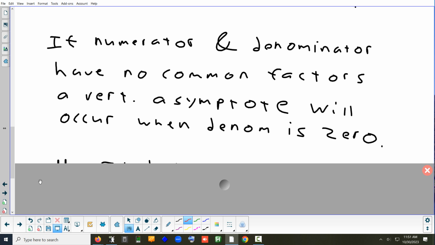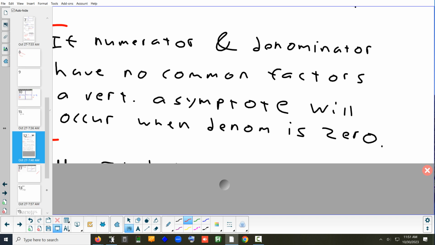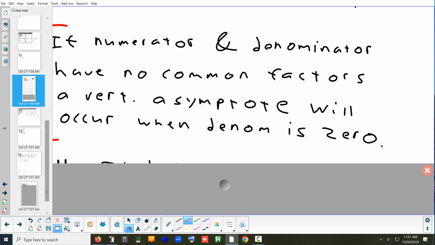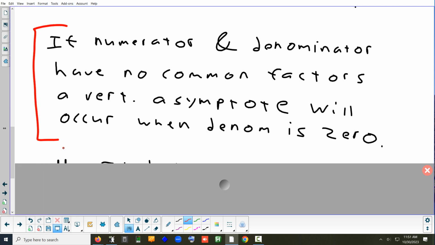So that one that I graphed on the calculator originally that just looked like a straight line, if I said to you, where are the vertical asymptotes, you would have said there are none. There was a hole. There were no vertical asymptotes. Okay, so any question on how you can tell whether you're going to have a hole in the graph or a vertical asymptote?